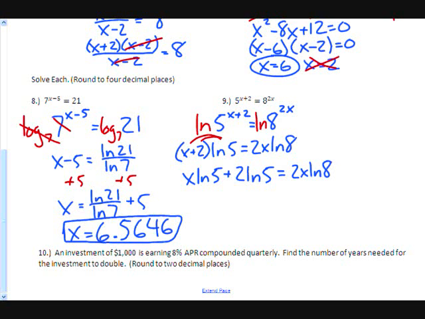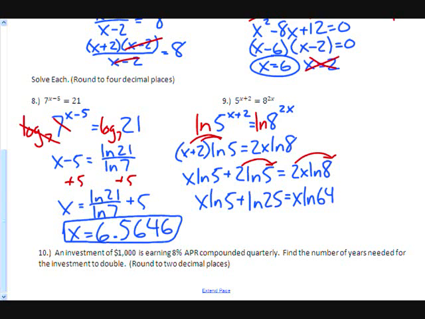And before I start moving a bunch of stuff around, I'm going to simplify this a little bit using my properties of logarithms. This 2 I can rewrite as an exponent. This 2 I can also rewrite as an exponent. So that's going to be x natural log of 5 plus the natural log of 5 squared, which is 25, equals x natural log of 8 squared, which is 64.